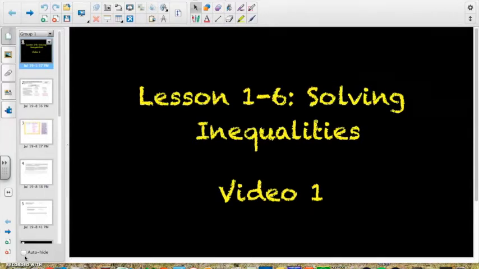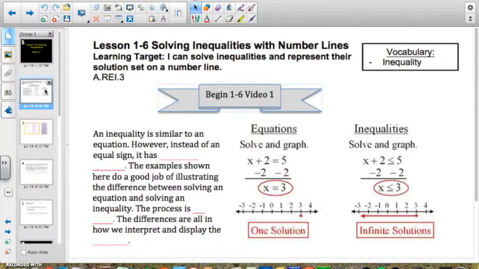In this particular lesson, we are going to be looking at something that's very similar to what we have been doing with solving equations, but instead we're going to change things up a little bit, and instead of having an equal sign, we're going to be using some different symbols that you're familiar with, like less than, greater than, less than or equal to, or greater than or equal to. And that's going to change our problems from equations to inequalities.